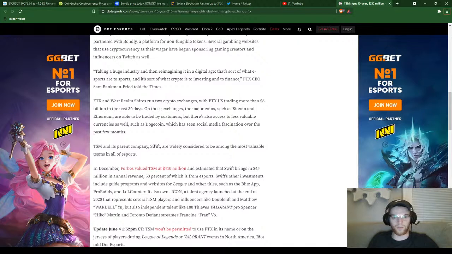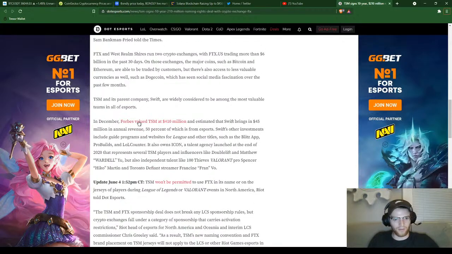TSM and its parent company Swift, wow, that's crazy that Swift owns TSM. Is this Swift payment system like Swift that owns TSM? That's ridiculous. They are widely considered to be among the most valuable teams in all of esports. I did not know that. In December, Forbes valued TSM at 410 million and estimated that Swift brings in 45 million in annual revenue, 50% of which is from esports. Swift's other investments include guide programs and websites for League and other titles such as Blitz App, Pro Builds, and LOL Counter. It also owns Icon, a talent agency launched at the end of 2020. Wow, dude, Swift owns a lot of random stuff.